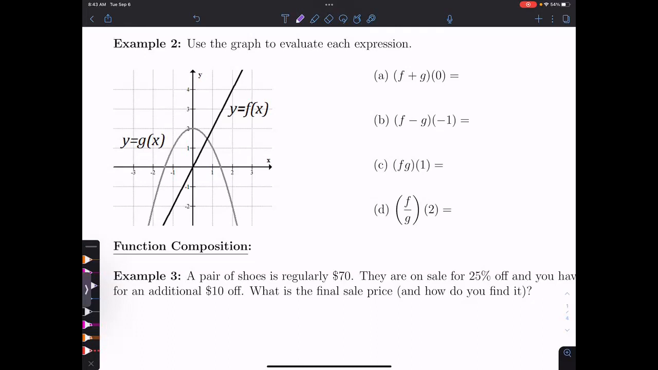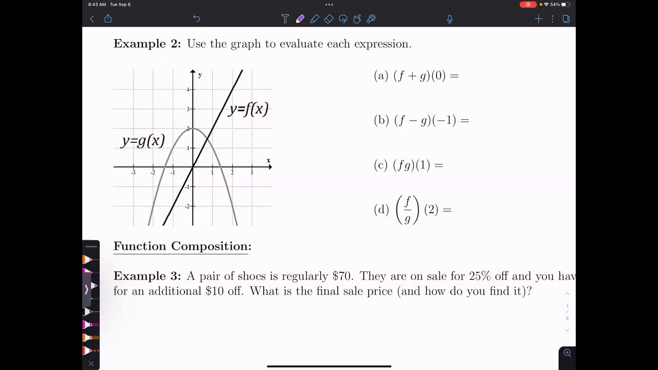We could maybe reverse engineer what these functions are, like what the equations look like, and then plug in and then combine and everything. All that would get you is the same answer though, and be a whole lot more work and a whole lot more places to make mistakes. So if I want to find f plus g at the x value 0, what do I need to do?